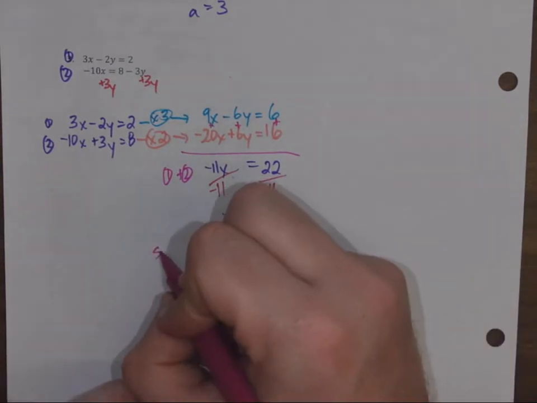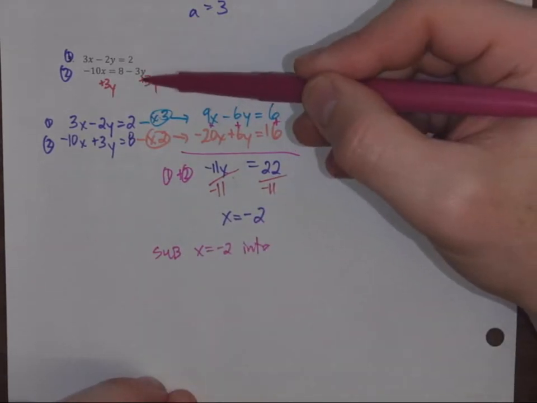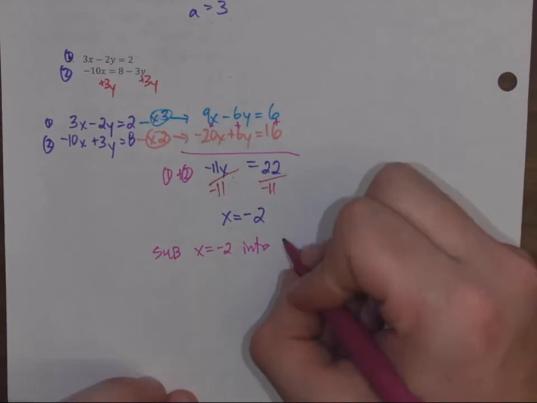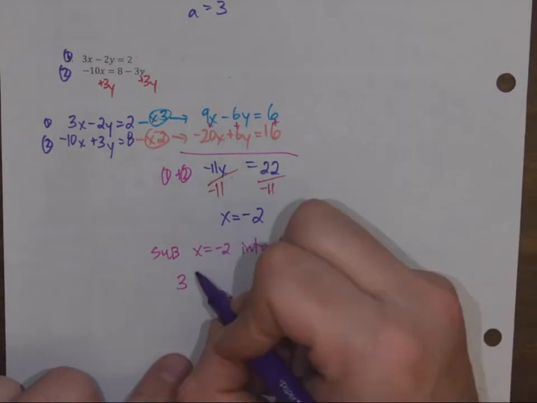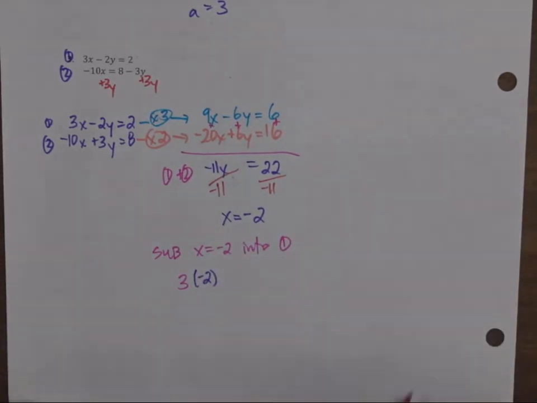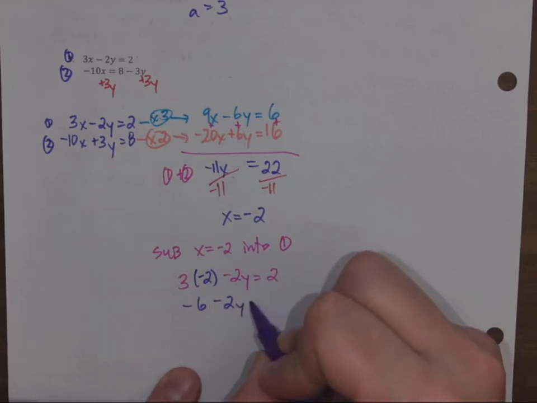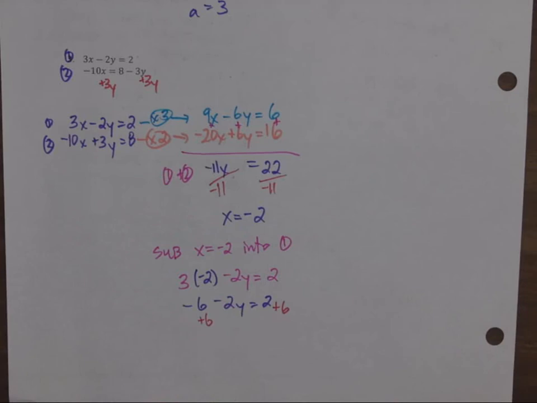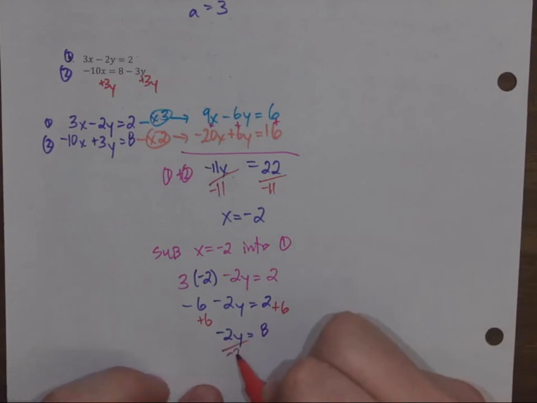To figure out what y is, I need to sub x equals negative 2 into original equation 1, original equation 2, larger equation 1, or larger equation 2. I'm going to choose original equation 1. 3, everywhere I see x, I sub it in. Minus 2y equals 2. Now solve for y. 3 times negative 2 is negative 6, minus 2y equals 2. Collect like terms. Solve for the variable.